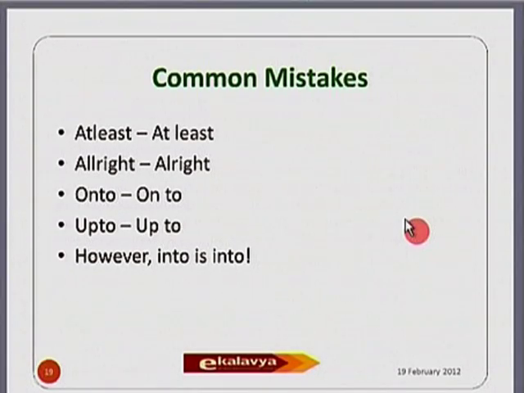And these are very common mistakes. At least is not one word, it is two words. All right, these are mistakes that all of us make all the time, but we have to learn not to make these mistakes by looking them up in the dictionary and trying not to use them. And as I said, onto is two words, up to is two words, but into is one word.